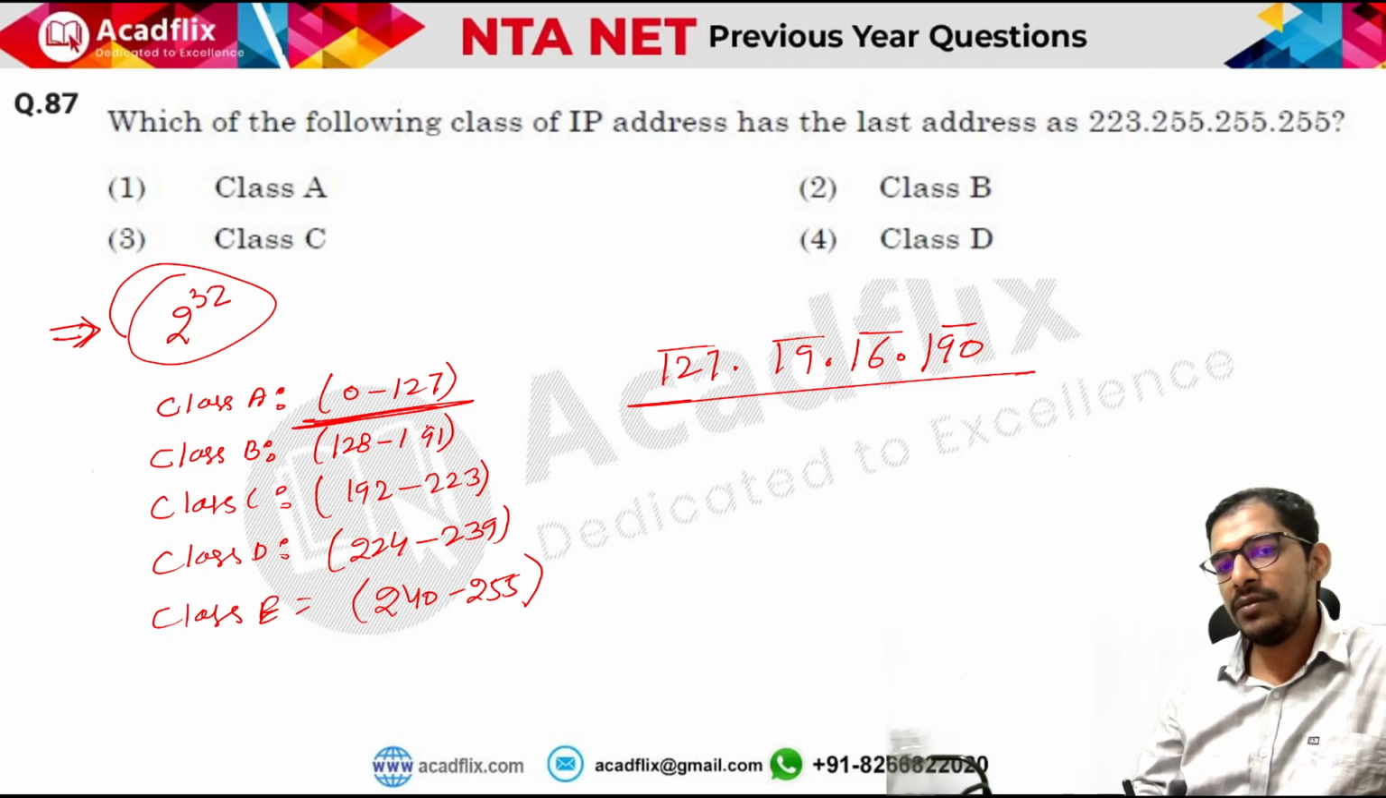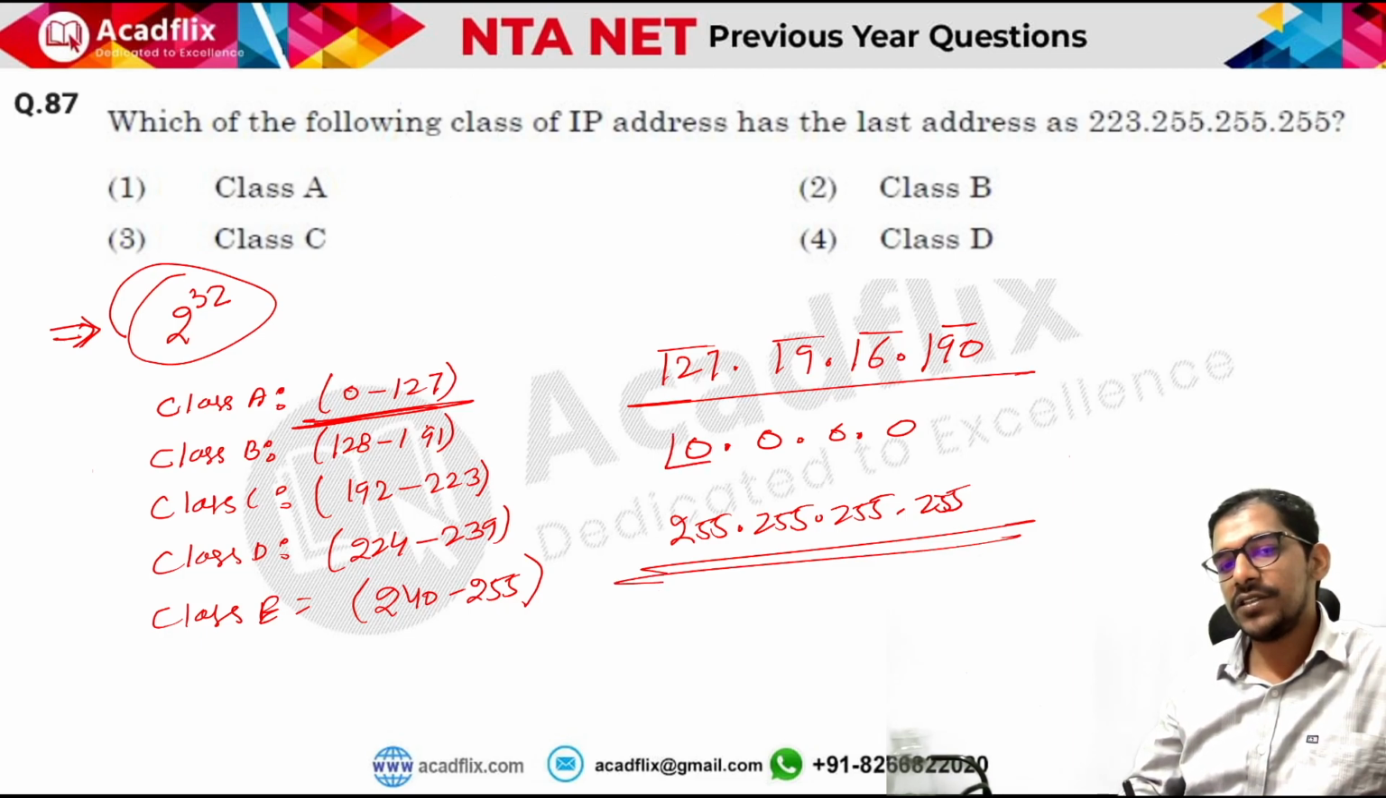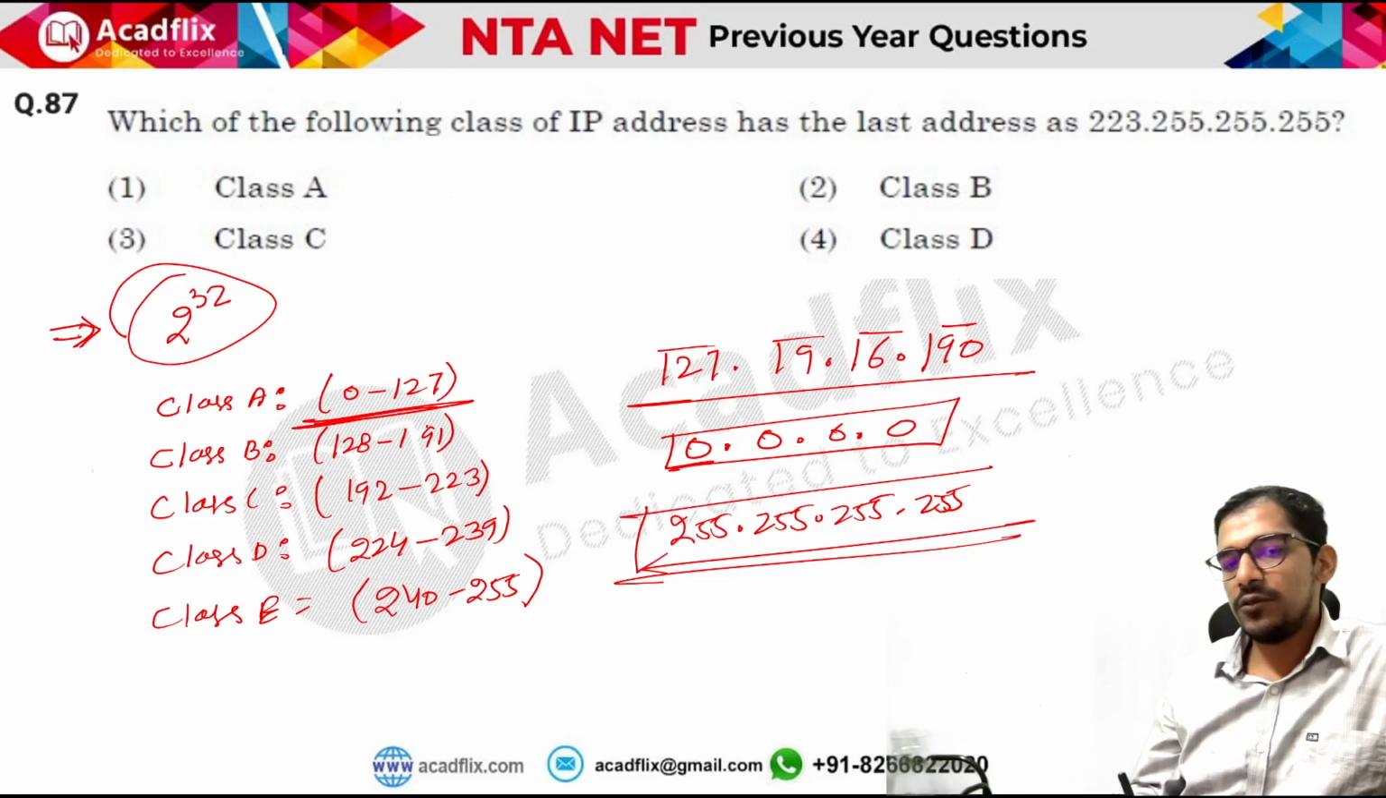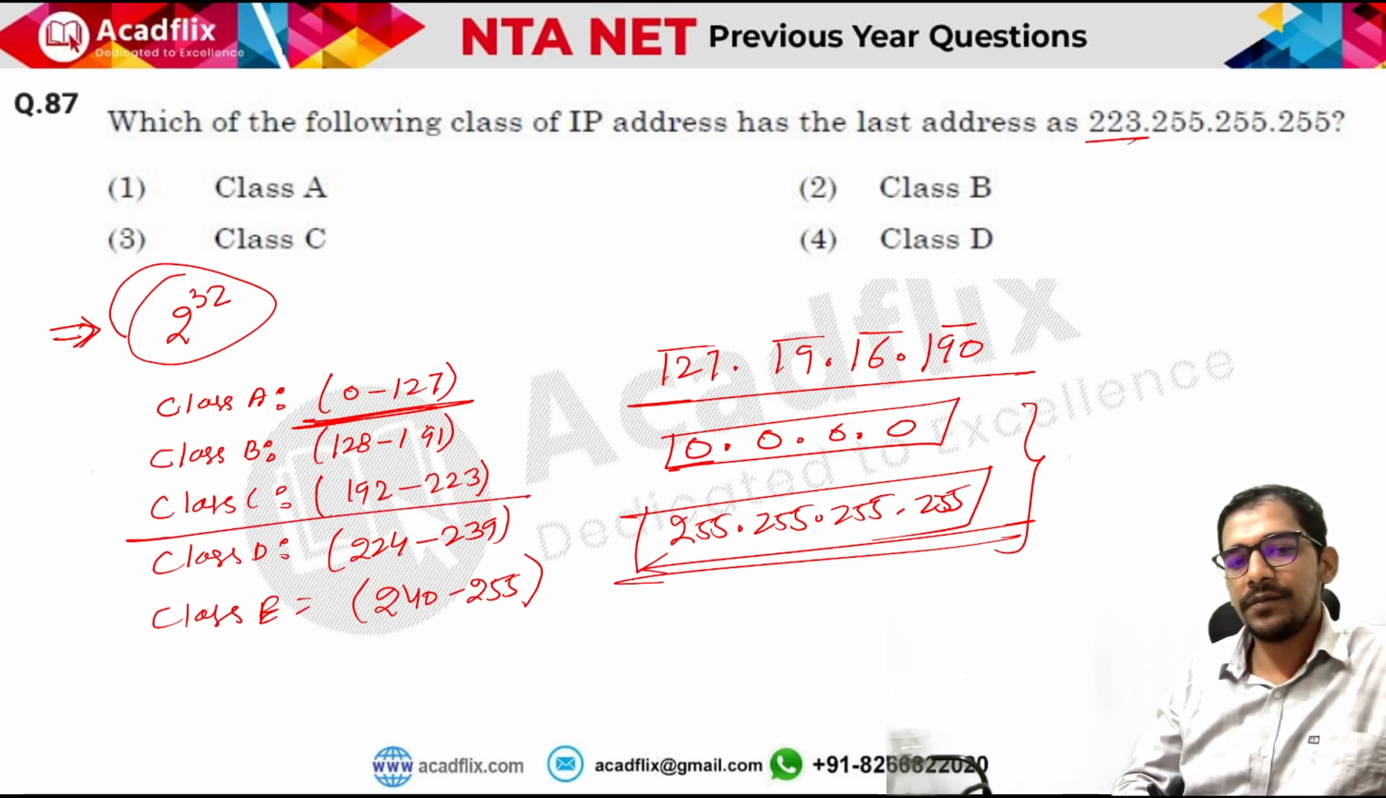That means the minimum IP address can be 0.0.0.0 and the maximum can be 255.255.255.255. The maximum address is used for broadcast, and the first address is used for the network address. So these are 2 special addresses, and this is the range. You see we have 223, so 223 means it belongs to class C.